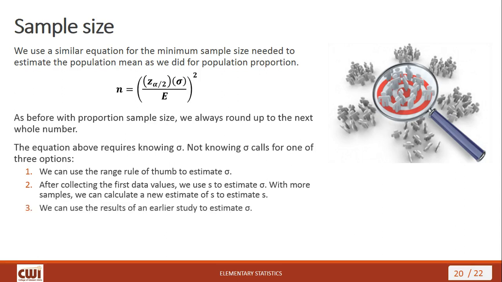The last option that we have is to use the results of an earlier study to estimate a value for sigma. This tends to be the method that's most commonly used in the real world. It's easier just to take a value from another study and use it as our estimate than it is to do one of the other two options.